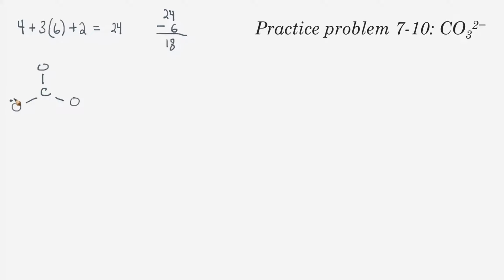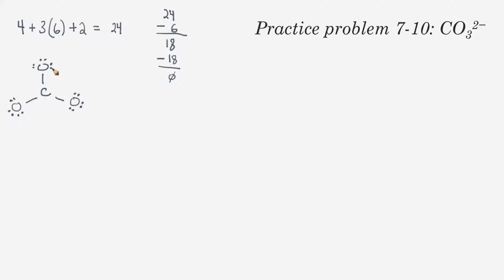If I start filling in octets on my oxygen, notice each oxygen atom needs 3 lone pairs to accompany the two bonding electrons to give it 8 total electrons. So there's 8 electrons for this atom, 1, 2, 3, 4, 5, 6, 7, 8 for this oxygen atom, and 1, 2, 3, 4, 5, 6, 7, 8. But if I look at this picture now, 6, 12, 18. I've added an additional 18 electrons, which means I'm out of electrons.